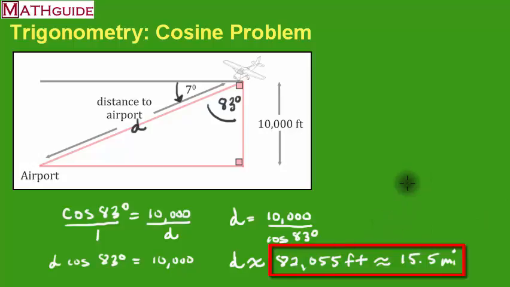Okay, so depending on which unit we want our answer in, take your pick. You could use either one of those. Alright, so I know the plane is now 15 miles, almost 16 miles from the airport.